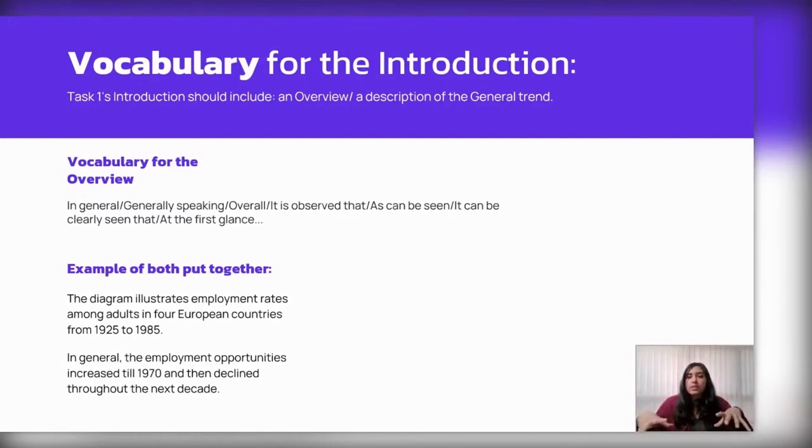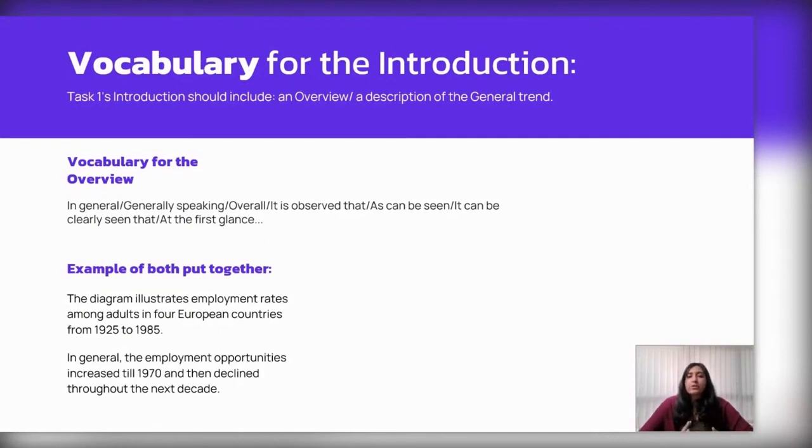All right, so ideally for task one, you're aiming for maybe 3 to 4 paragraphs, depending on where you put your overview, and how you present what you've depicted from the graph. All right, so here's some vocabulary for the overview.